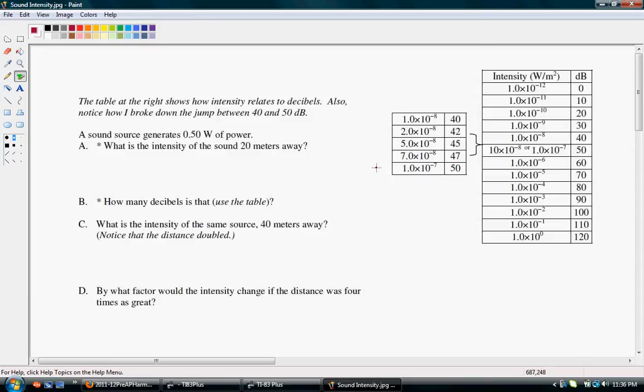Okay, so here it says we have a sound source generating 0.5 watts of power. What is the intensity of the sound 20 meters away? So we're going to use the formula for intensity, which is equal to the power over 4 pi r squared. So we're going to plug in our power of 0.5 watts, and then 4 pi times 20 squared.